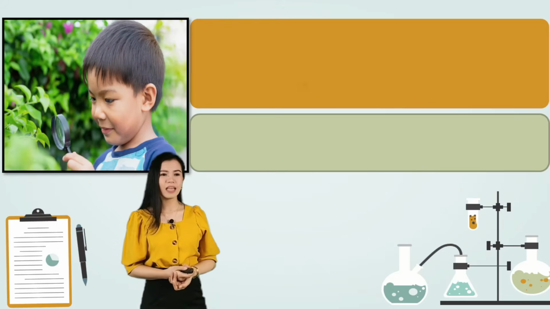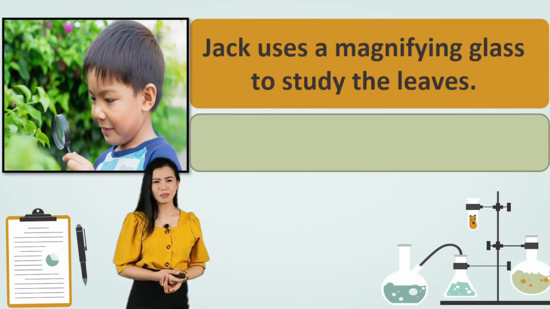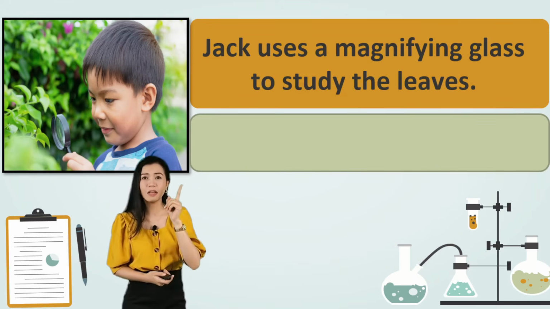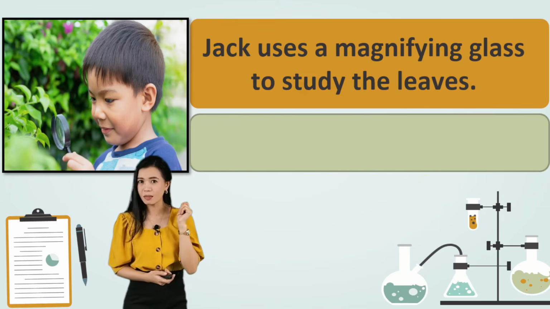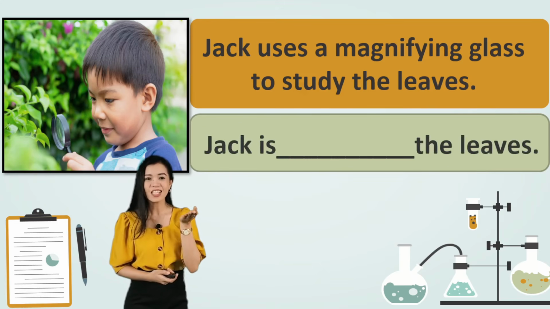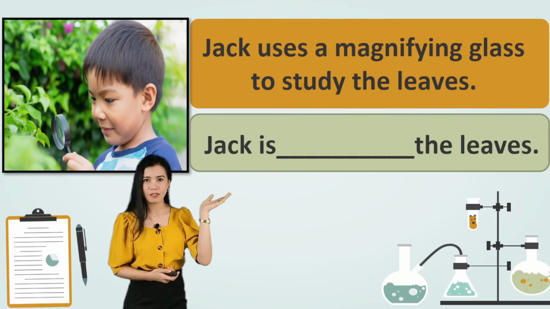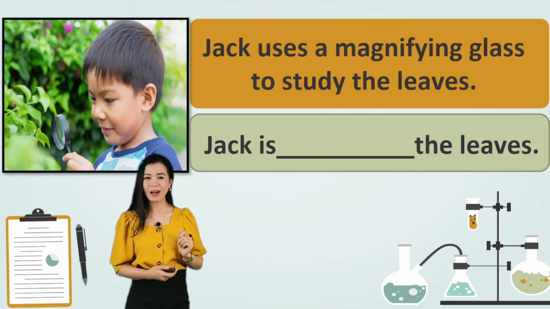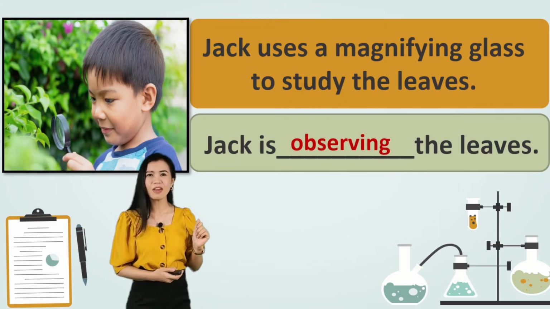For your practice, let's have this example. Jack uses a magnifying glass to study the leaves. Now, what science process skill is used by Jack? Can you guess? Jack is blank the leaves. It's observing. Great job. So Jack is observing the leaves.